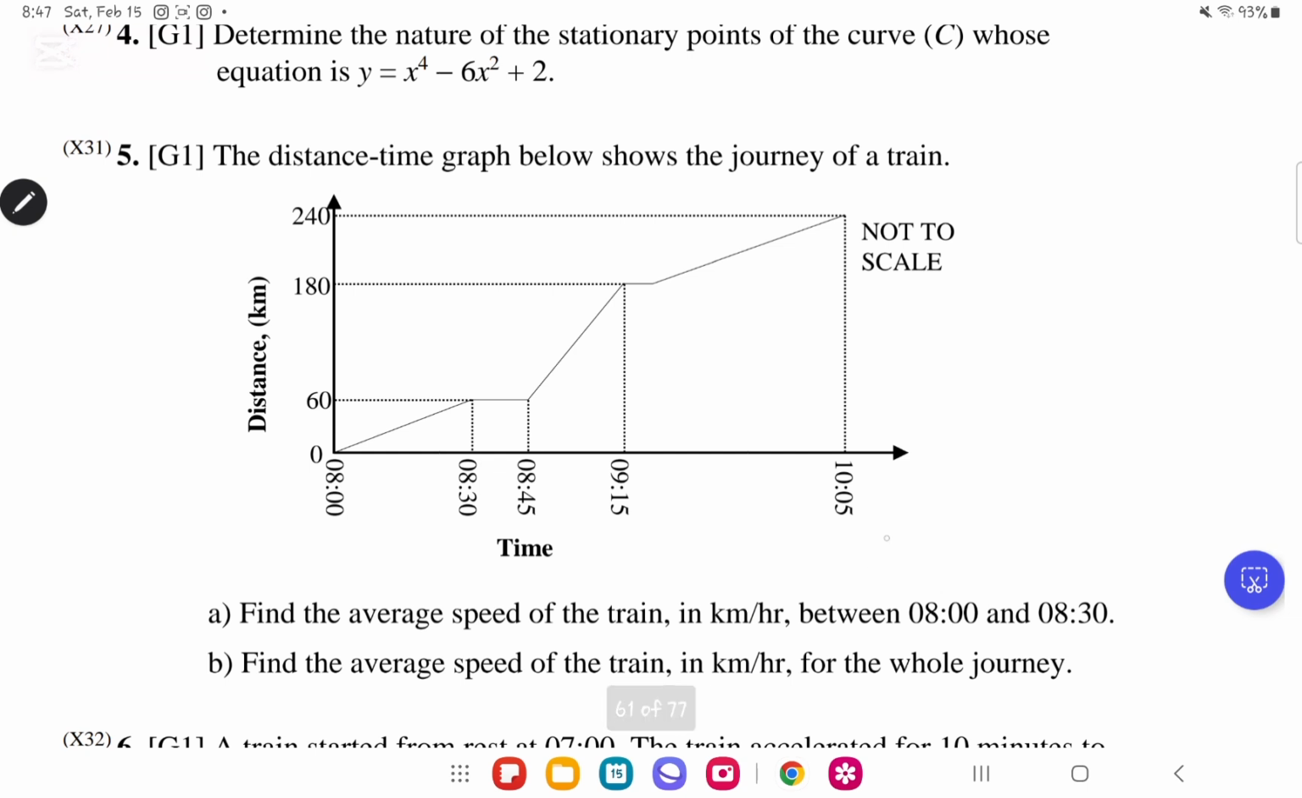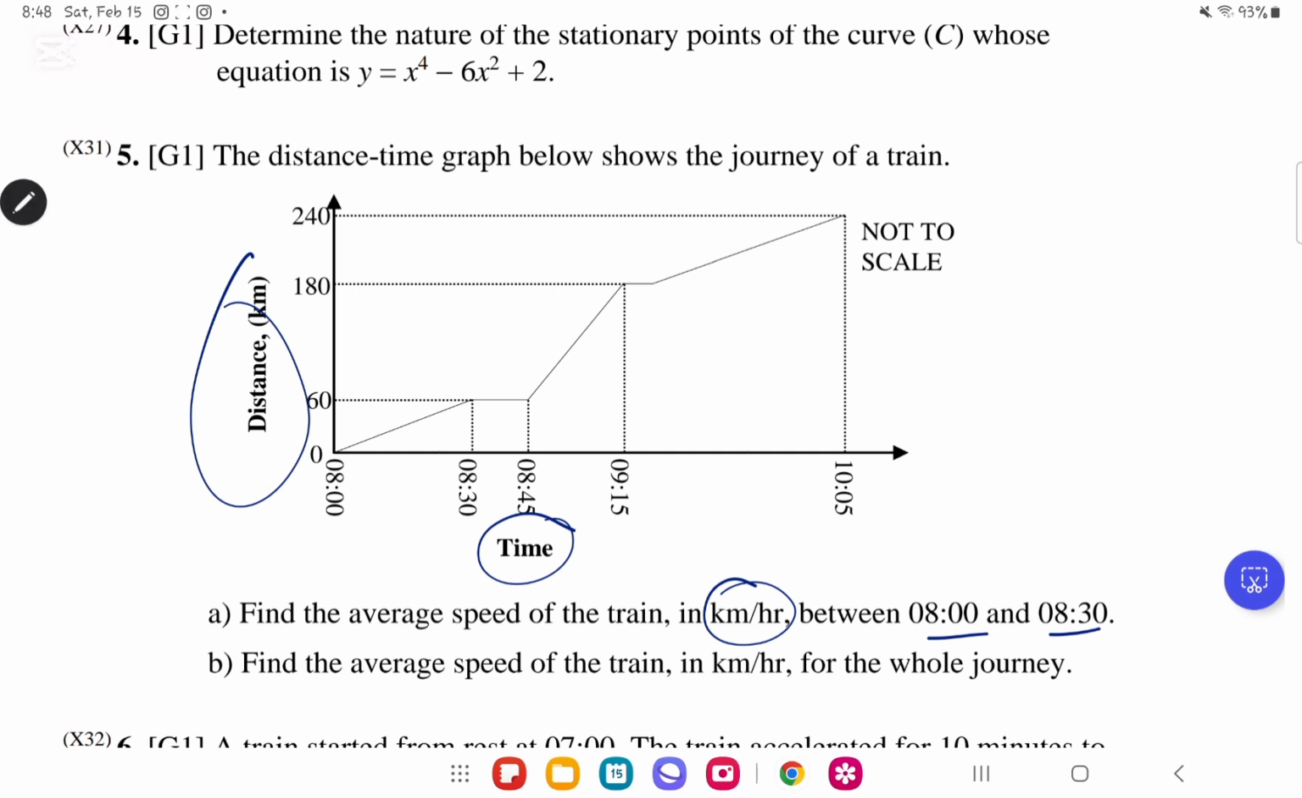So now we move on to the next question, which is question number 5. They said, the distance time graph below shows the journey of a train. They want us to find the average speed of the train in kilometers per hour. Pay attention to this unit, kilometers per hour, between 8 o'clock and 8:30 o'clock. Now, this is a distance time graph.